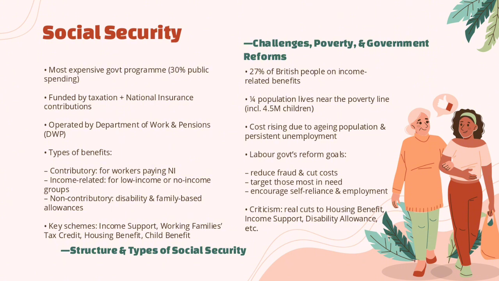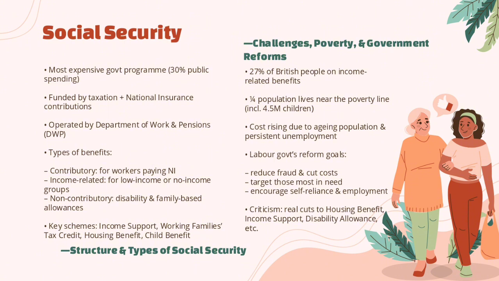Second one is income-related benefit for those with low incomes or no incomes at all. And third one is non-contributory, that focuses on specific needs such as disabled and carer's allowance. Examples include income support for low-income households, working family tax credit for low-income working families, housing benefit to help with rent costs, and child benefit, which is paid to all mothers regardless of incomes.